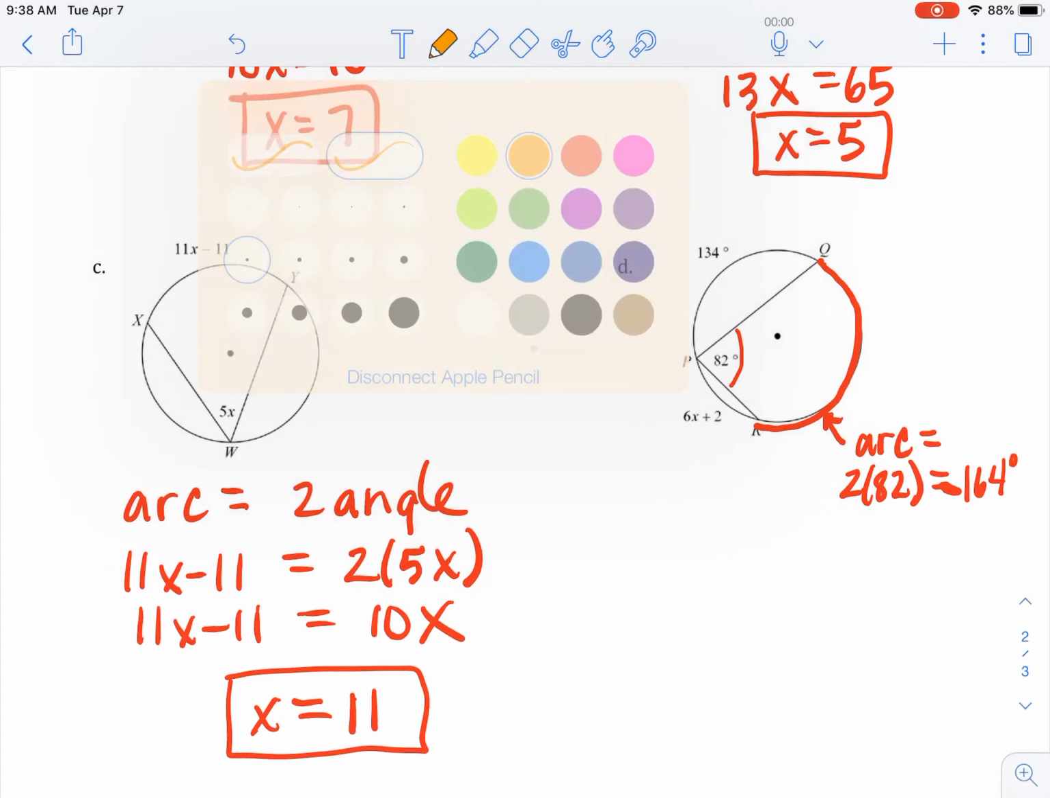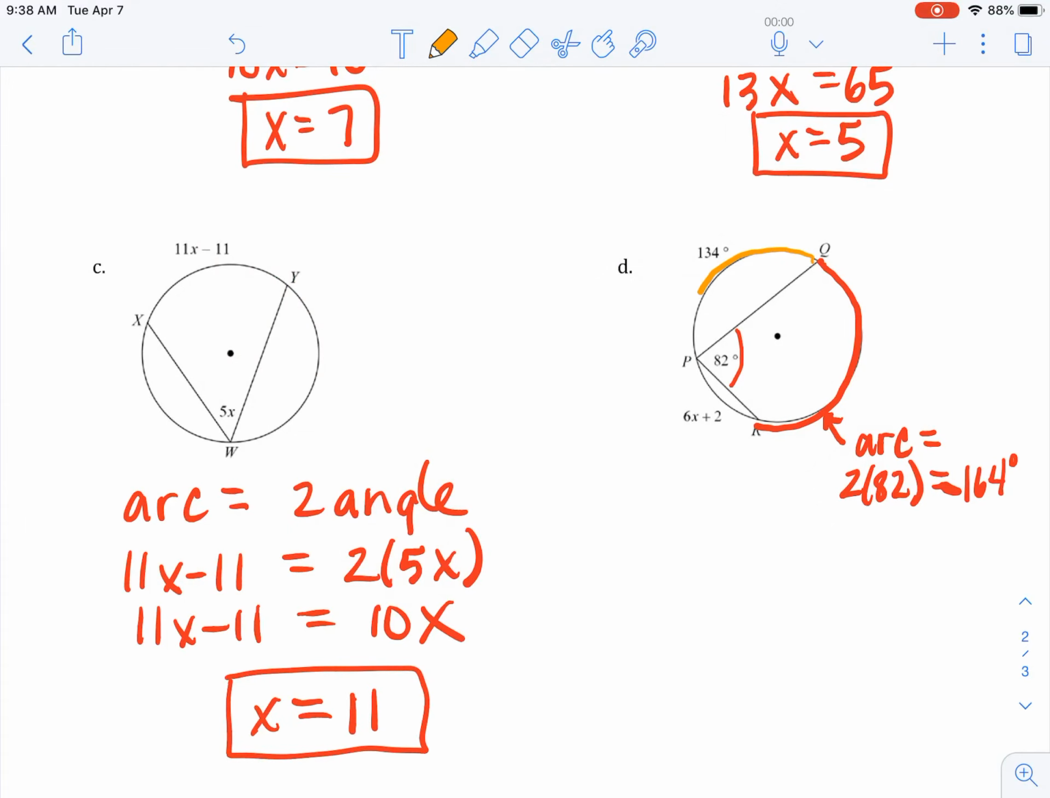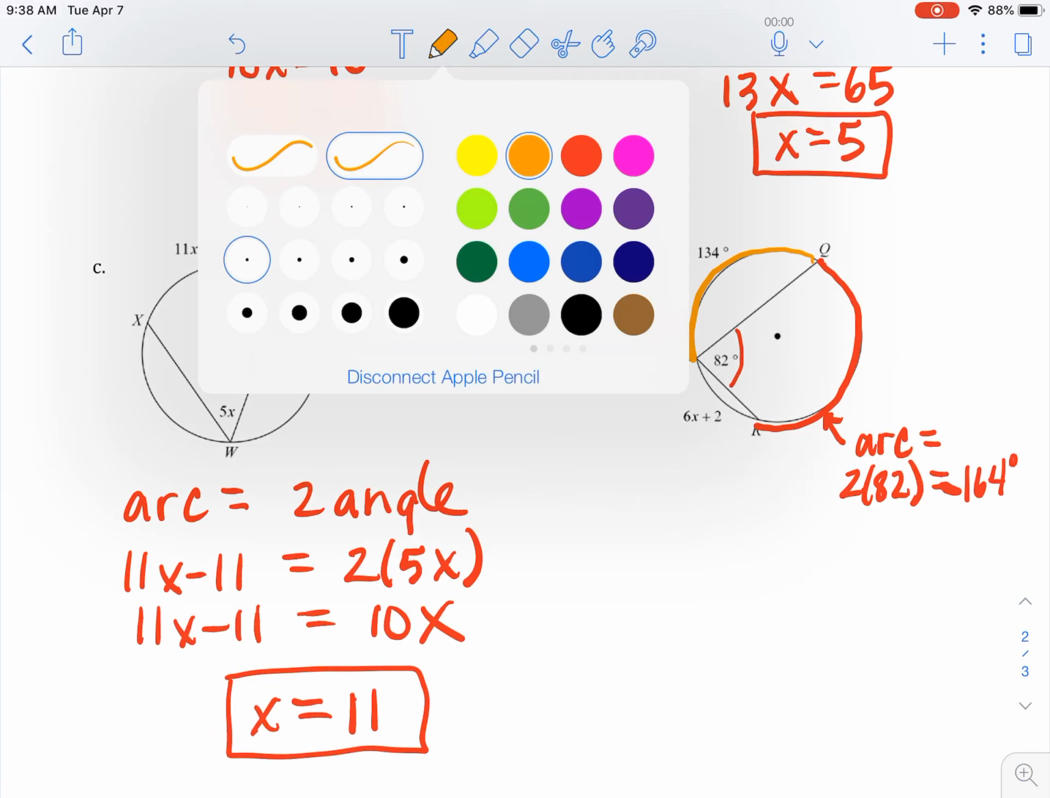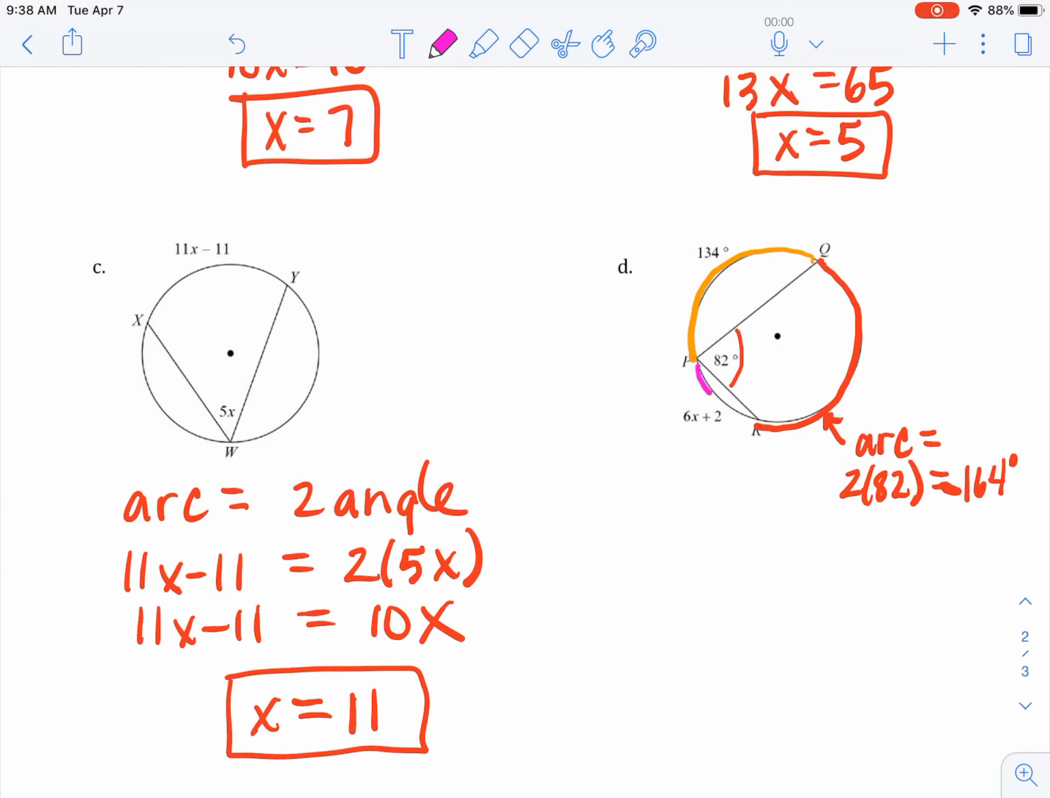Actually, let me kind of highlight those in different colors so you see what I mean. You know this piece is 132. You know this piece right here is 6x plus 2. And you actually now know that the red piece is 164. And anytime you know everything about the outside of a circle, you should know it adds up to 360.